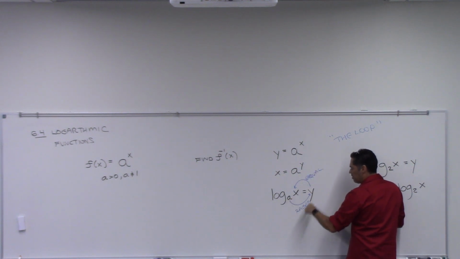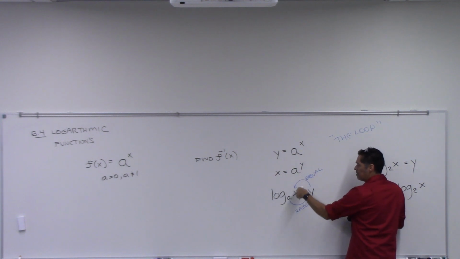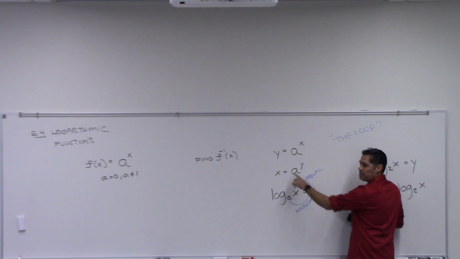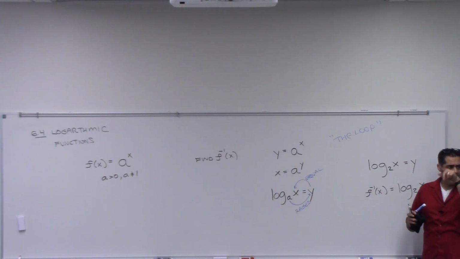So a raised to the y should equal x. Is that what we have here? Is that what this equation says? A raised to the y equals x. Is that this? Yes. So I've written it correctly. Do you all see that little loopy thing?